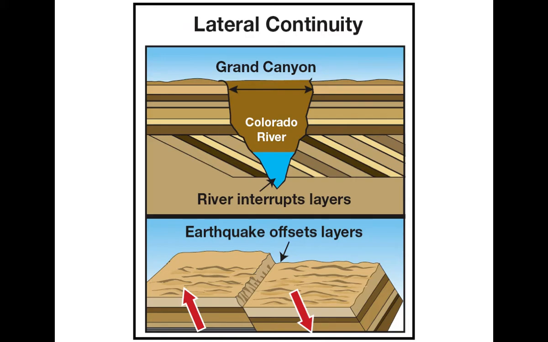So lateral continuity: they were at one point in time connected. If I see that there's a space there missing, obviously something happened. The picture on the bottom is actually showing you what happens when a fault occurs. A fault is a crack in Earth's crust. At one point in time, you can see those layers must have been matched up. If they're not matched up anymore, something happened.